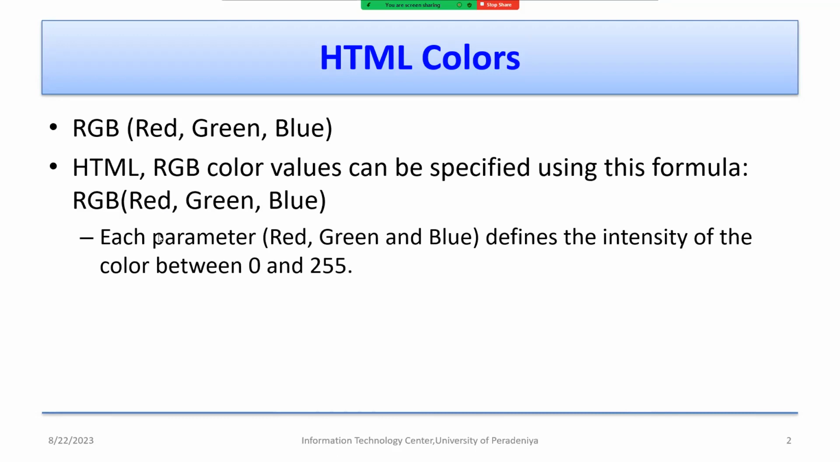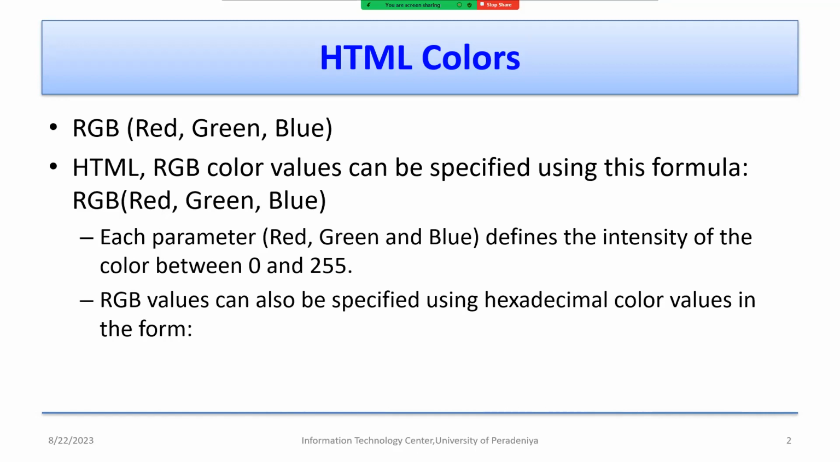Each color can be represented using a value between 0 to 255. This value represents the intensity of the color. For example, if it is red, the maximum intensity is 255. The minimum intensity is 0, which means null. Again, the RGB value can be specified using the hexadecimal value. So you can use the decimal value as well as the hexadecimal values.